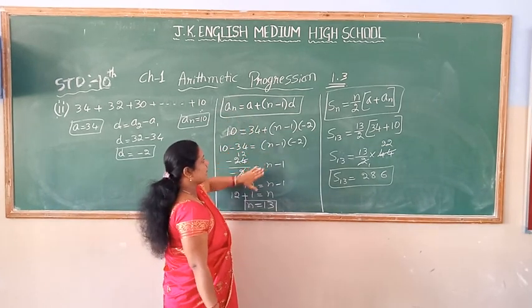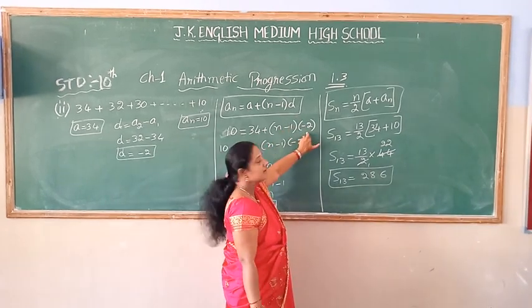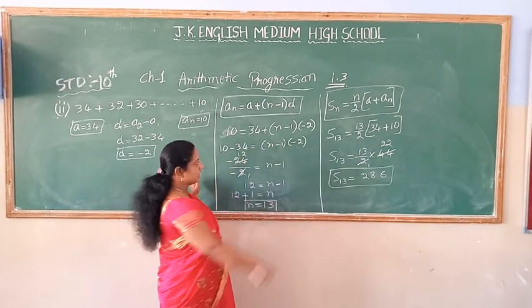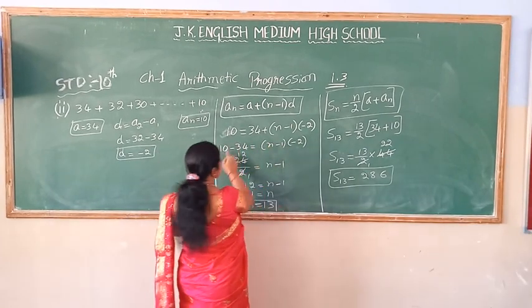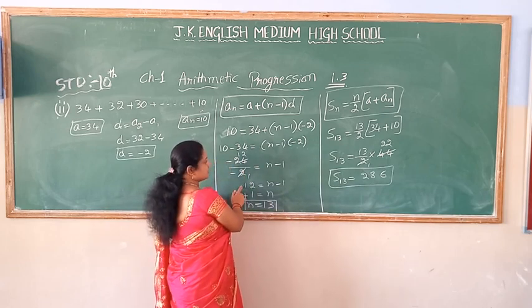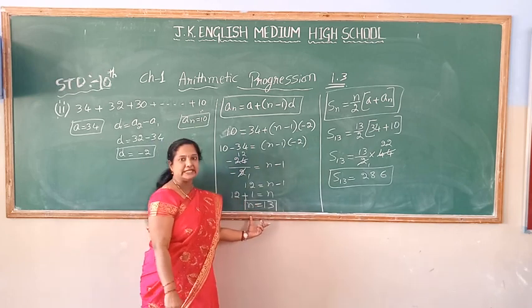Then substitute all the values. Be careful when the negative value is there for D, and write it in a bracket. Divide both sides by minus 2. Then this minus 2 will cancel. Here it comes in the denominator. Minus divided by minus becomes plus, and it is equal to N minus 1. Then N is equal to 13, I get.